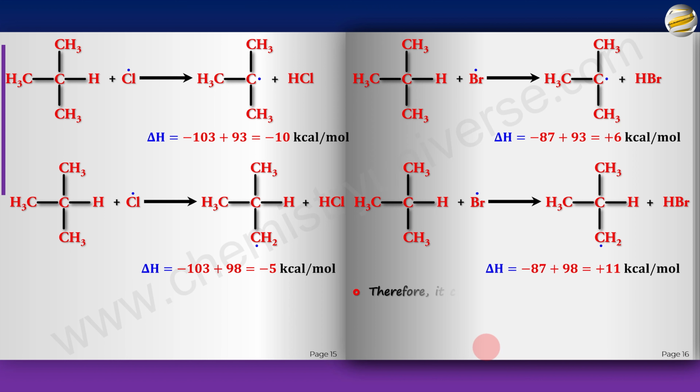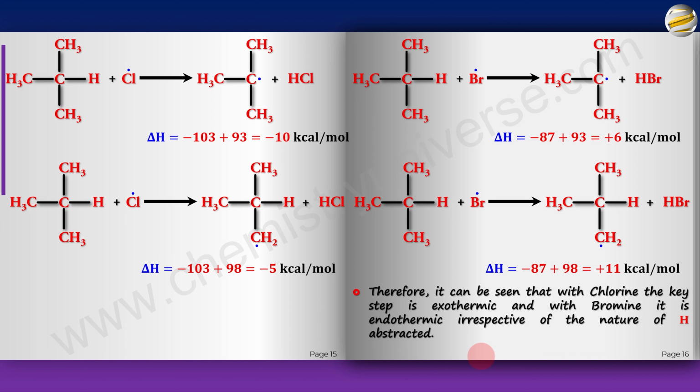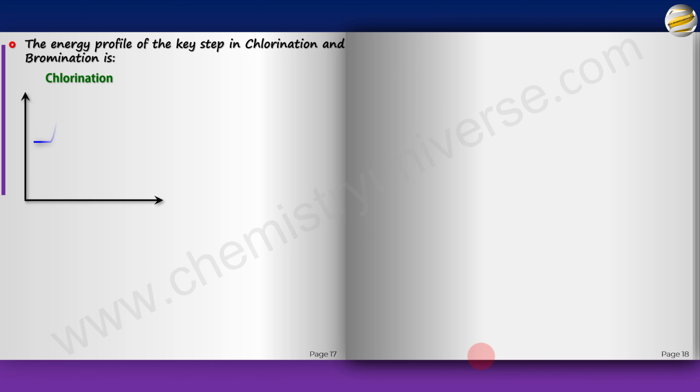So what you can see is that with chlorine, the key step is exothermic, while with bromine, it is endothermic, irrespective of the nature of H abstracted. So if we were to draw the energy profile for the key step in chlorination and bromination, for chlorination, the energy profile goes like this.